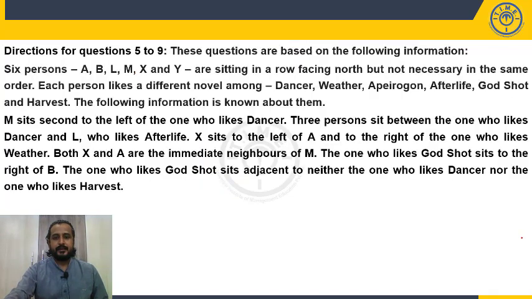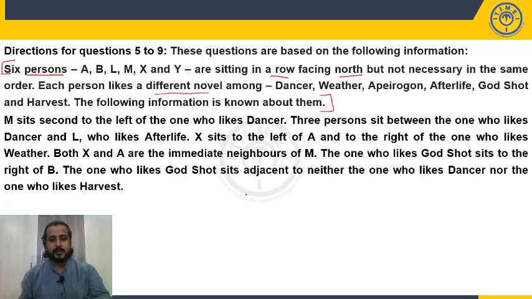Now move to the next set, linear arrangement and distribution. Once read the basic information and create the basic structure in your mind. Gone through the information. How many persons are given? 6 persons are sitting in a row and facing north. Each person likes a different novel among dancer, weather and so on. The following information is known about them.